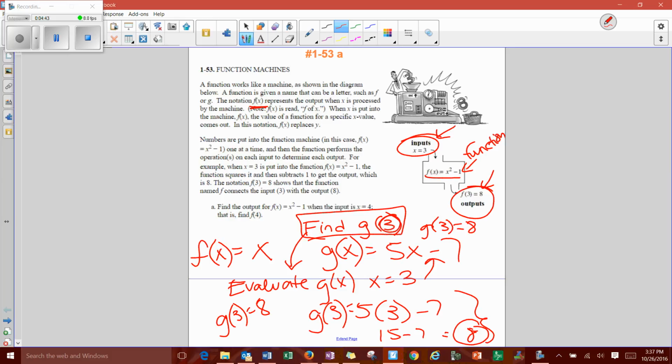All right, now my board is a mess. I'm going to erase all this madness. I'm sorry.